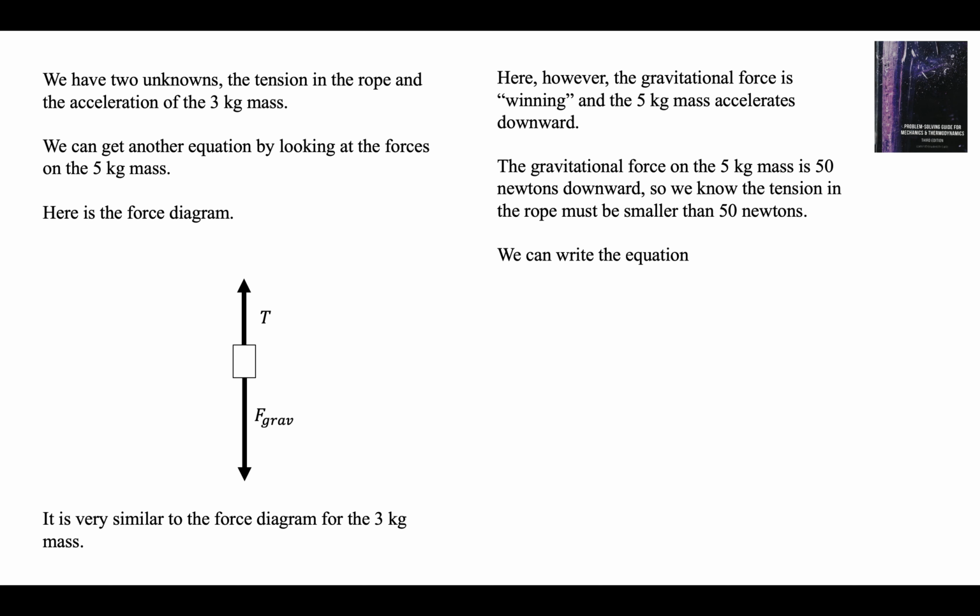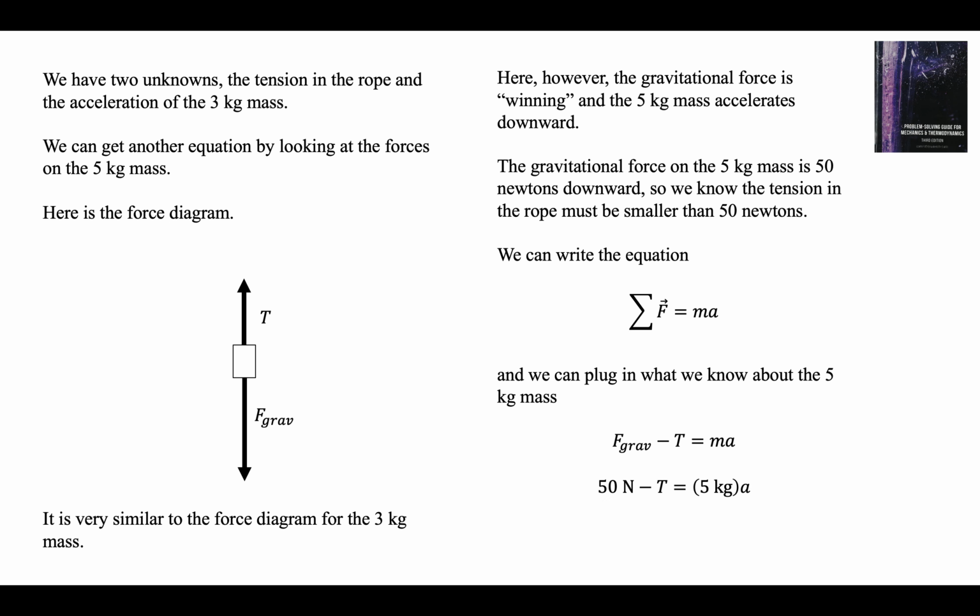Now we write F equals ma for the 5 kilogram mass. And we can plug in what we know about the 5 kilogram mass. There's the sum of the forces, F gravity minus tension. It's accelerating downward. And for the m, we put in 5 kilograms. We're doing F equals ma for the 5 kilogram mass.